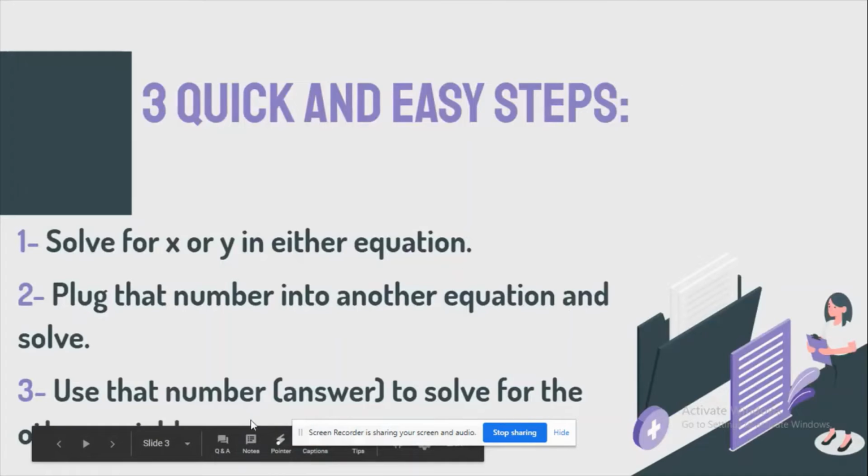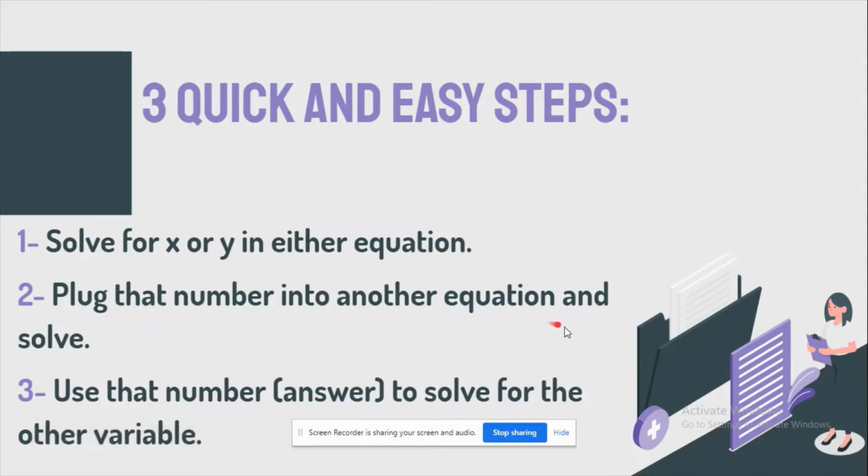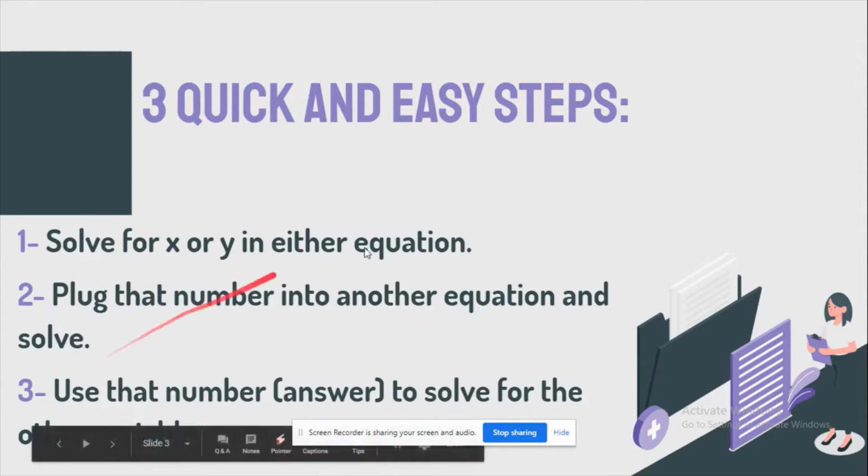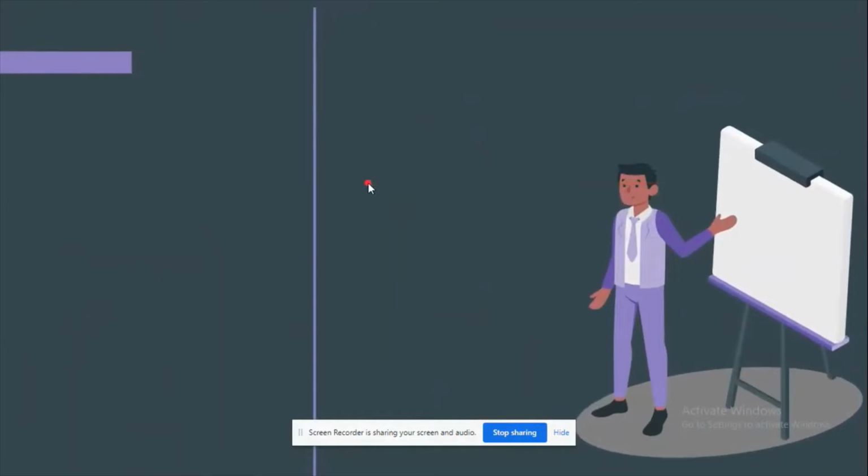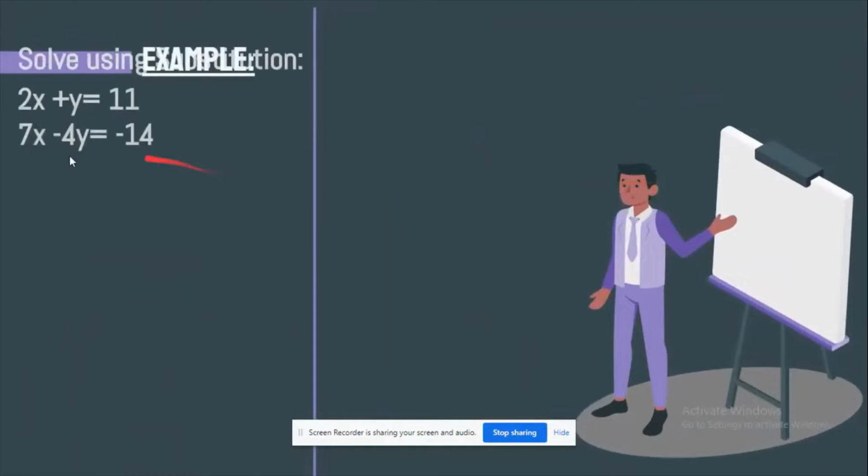There are 3 quick and easy steps. Step number 1 is to solve for x or y in either equation. Step number 2 is to plug that number into another equation and then solve. And step number 3 is to use that number or answer to solve for the other variable. It seems hard, but it's actually easy. So let's look at an example.